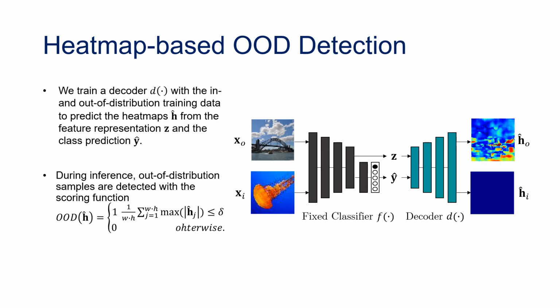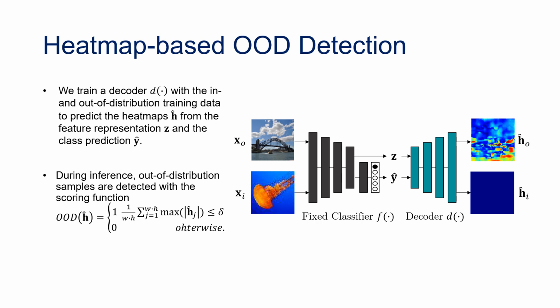Now that we defined the heat maps for in- and out-of-distribution training samples, we train a decoder based on the features and the class prediction of the classifier. The classifier is fixed and only the decoder is trained. So the decoder is trained to predict zero-responsive heat maps for in-distribution data and responsive heat maps for out-of-distribution data, which are the normalized difference to the closest in-distribution training sample.